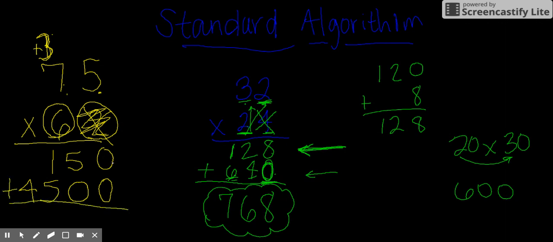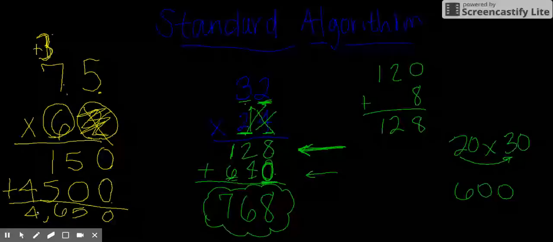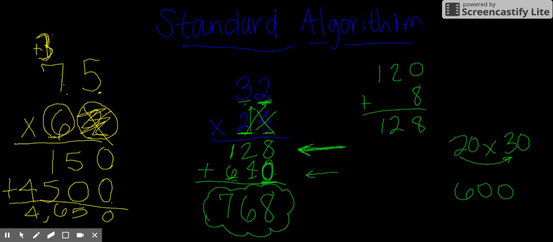We're going to add it together. 0 plus 0 is 0. 5 plus 0 is 5. 1 plus 5 is 6. Bring down the 4. So the answer to this problem is 4,650. Now you could have solved that any of the ways I've taught you so far. You could have used partial products, or you could have used the array model. But I just wanted to show you another way of doing standard algorithm.